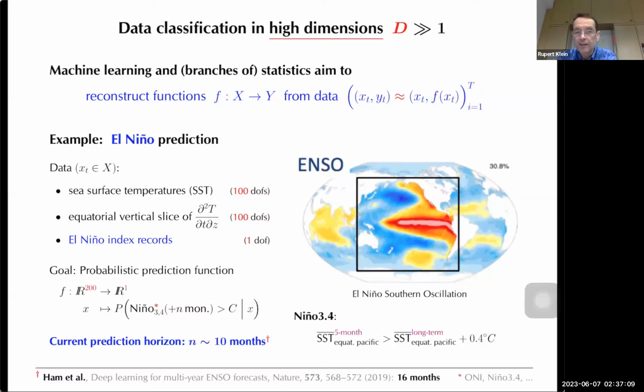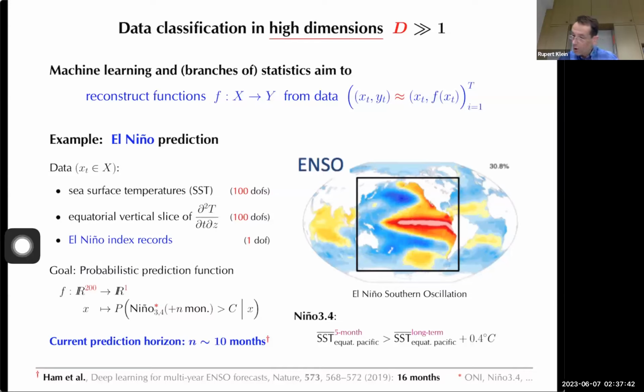And I will discuss it in the context of a concrete application, which is the data-based prediction of El Niño some 10 to 20 months ahead of time, based just on data of sea surface temperatures over the Pacific and possibly additional data that you can extract from what is called reanalysis of ocean dynamics in this area.